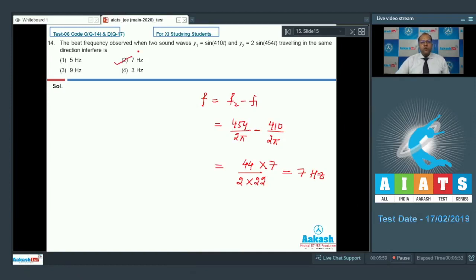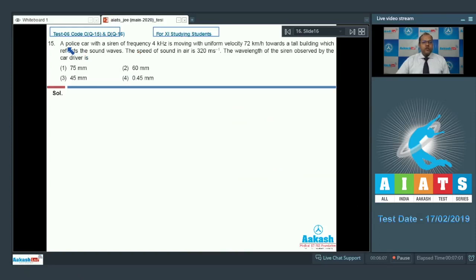Let's move to question number 15. A police car with a siren of frequency 4 kHz is moving with a uniform velocity 72 km per hour towards a tall building which reflects the sound wave. The speed of sound in air is 320 meter per second. The wavelength of the siren observed by the car driver is.